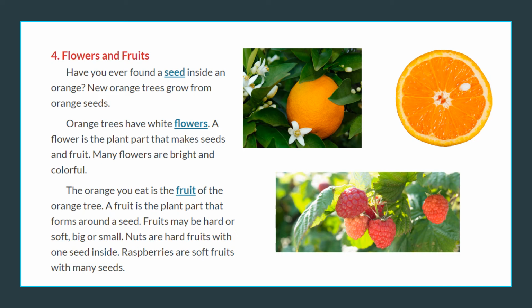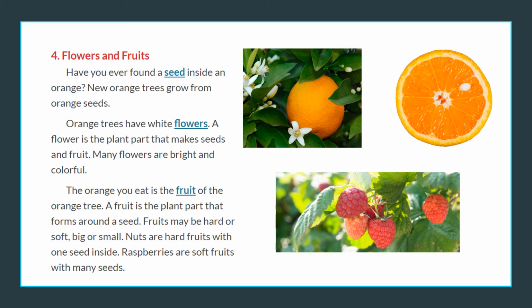Number 4 is flowers and fruits. Have you ever found a seed inside an orange? New orange trees grow from orange seeds. Orange trees have white flowers. A flower is the plant part that makes seeds and fruit.